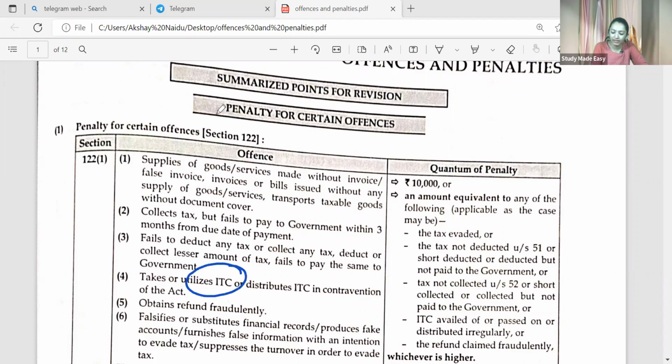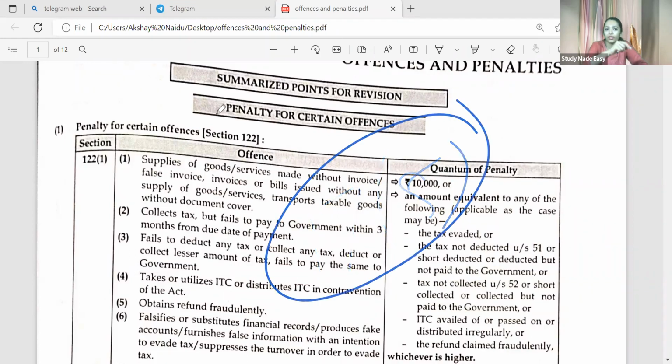You utilize ITC in contravention of the Act. Under any contravention, section 17(5), that is blocked credit, which says that credit is blocked. But even after section 17(5), if you have taken the ITC, that means you have committed a contravention.